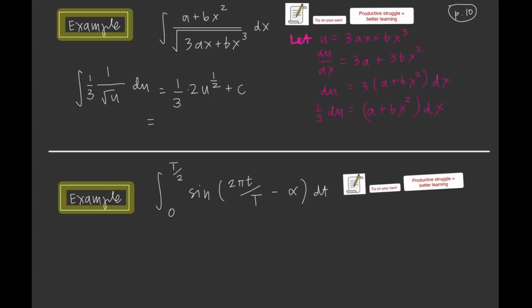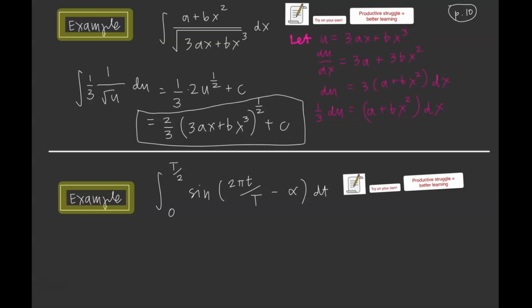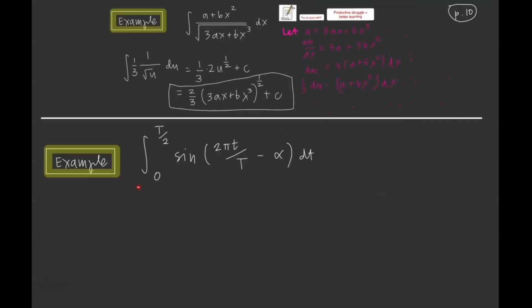Plus c, take everything back into x's. 1/3 times 2 is just 2/3 times 3ax plus bx to the third to the 1/2 plus c. So this is the solution to that. Okay, so I'm anticipating that this one will take a little bit more room.